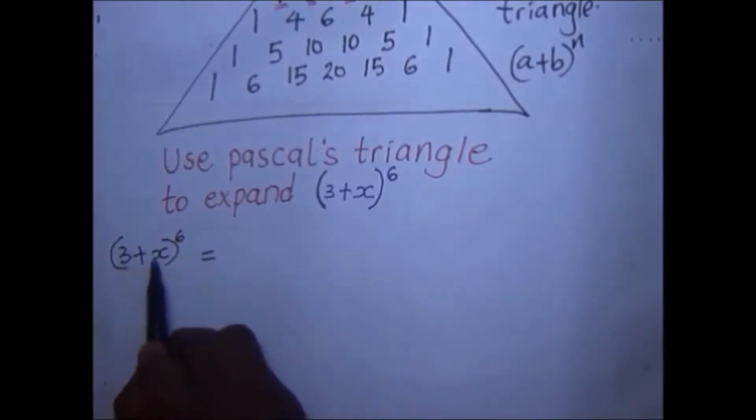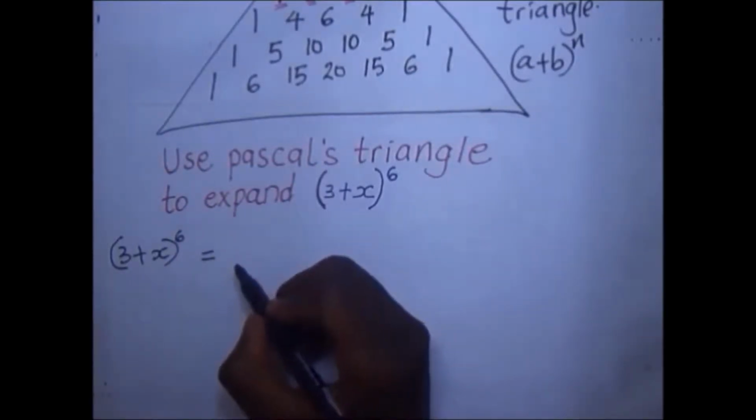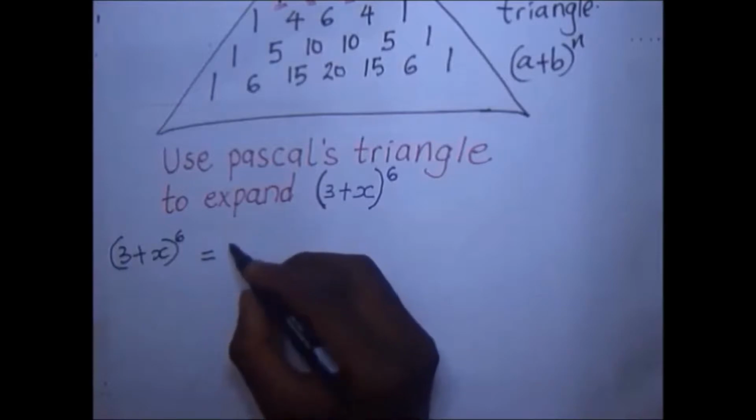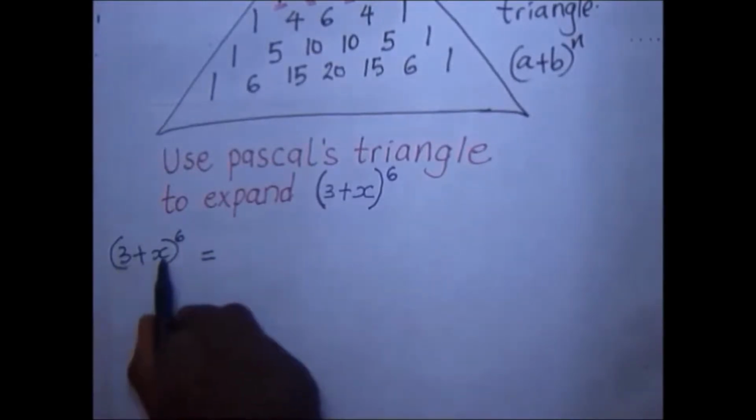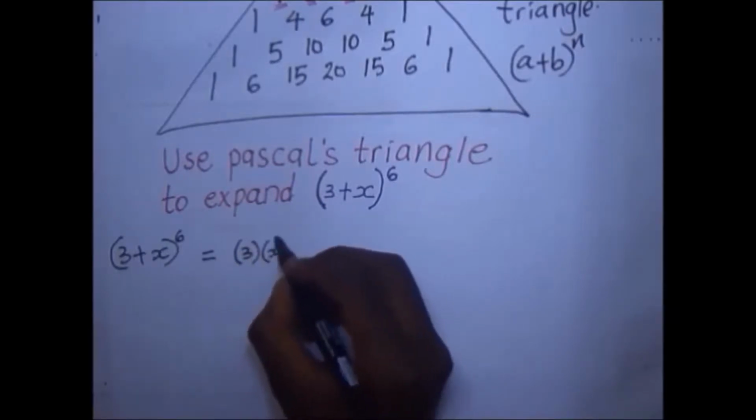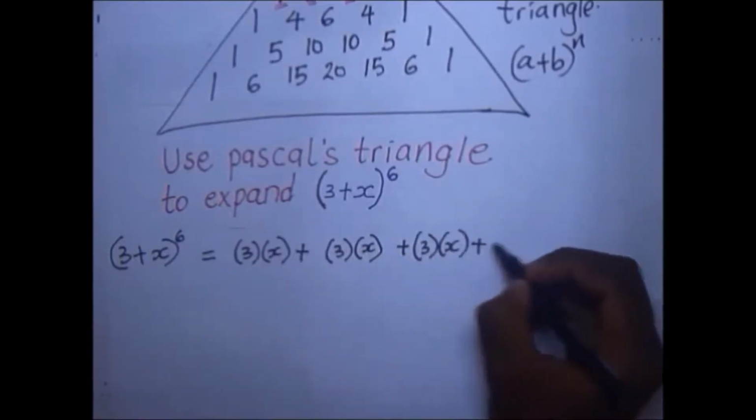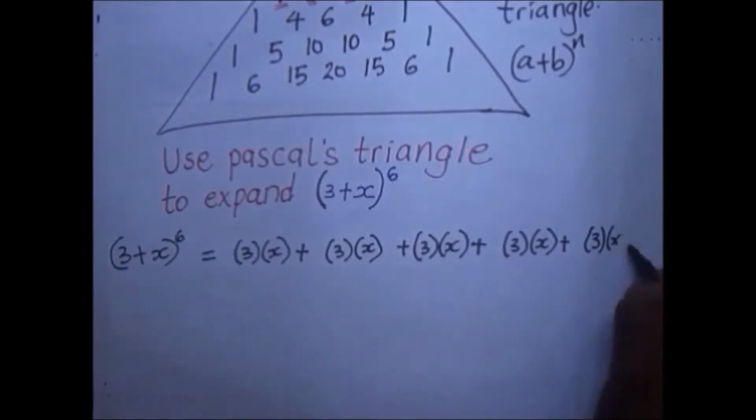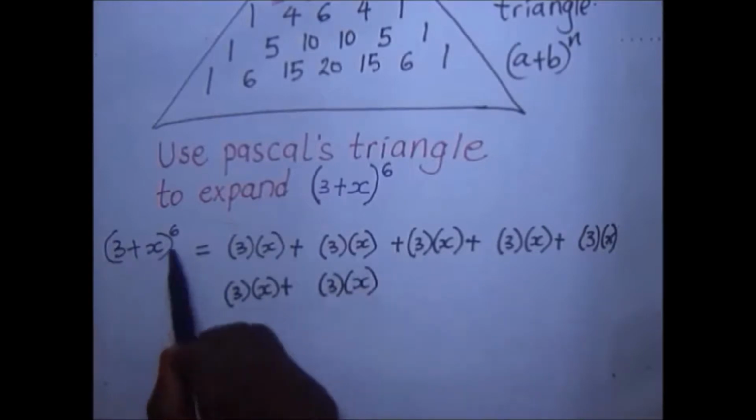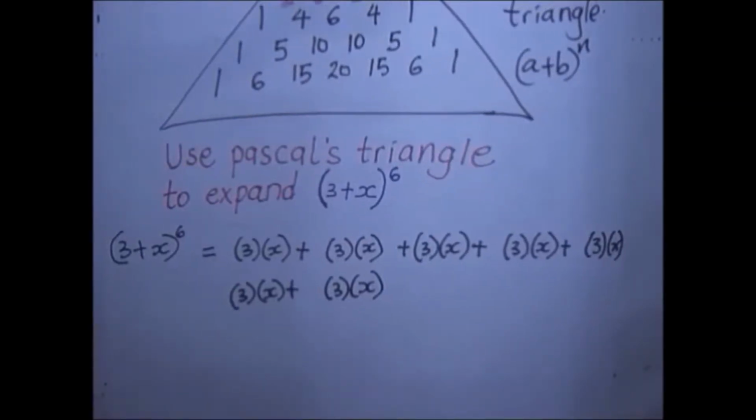So here it is (3 + x)^6, meaning that the terms in the expansion are going to be 7. We shall start by stating the two terms, the first one and the second one: 3, that's the first term, plus x. 7 terms: 1, 2, 3, 4, 5, 6, 7. After drafting the 7 terms of that expression, we start awarding powers to each term.